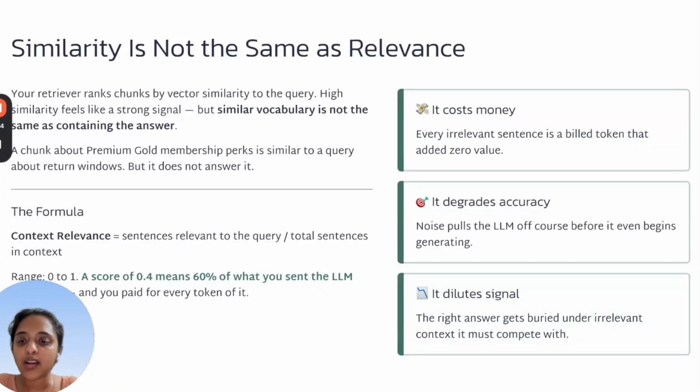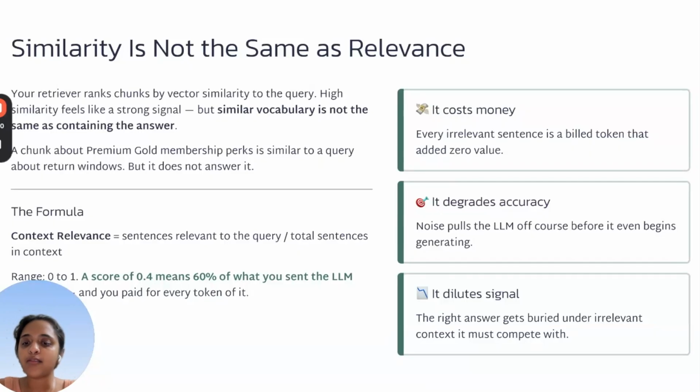The formula for context relevance is the number of sentences relevant to the query divided by the total sentences in the context. So how many sentences were actually right and relevant to the query, which would actually answer the question, divided by the total number of sentences that we have. Again, the range is from 0 to 1. The higher the score, the better.